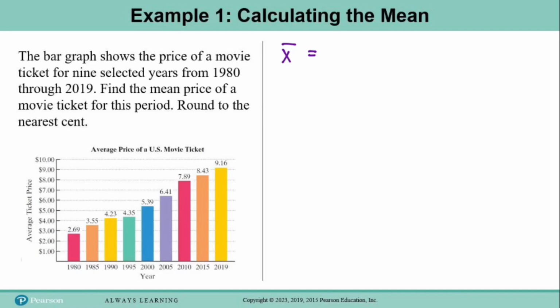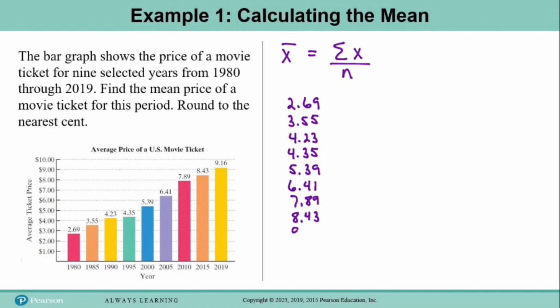Now, we know that the way to calculate the mean of a data set is to sum all of the data values and divide by the number of data values. So let's pull our data values off of the graph here, and we will add those all together. So you can use your calculator for this. We're doing 2.69 plus 3.55 plus 4.23 plus all the rest. You can see them there. And then we will get a total for that. And that total is 52.10. That number represents the sum of all the data values. So that is our sigma x.